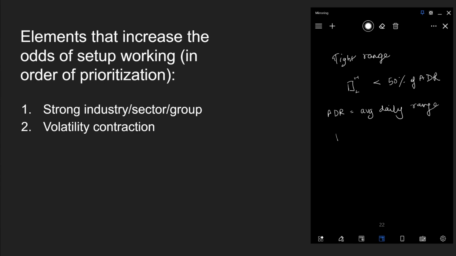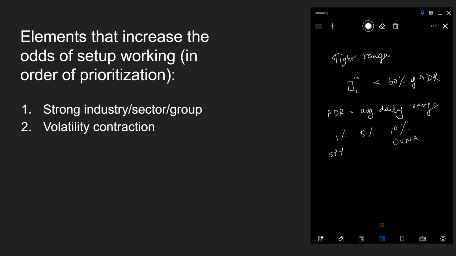Does the stock move 1%? Does the stock move 5% every day? Does the stock move 10% every day? So something like the SPY moves around 1% every day. A very volatile stock like Carvana moves around 10% every day.